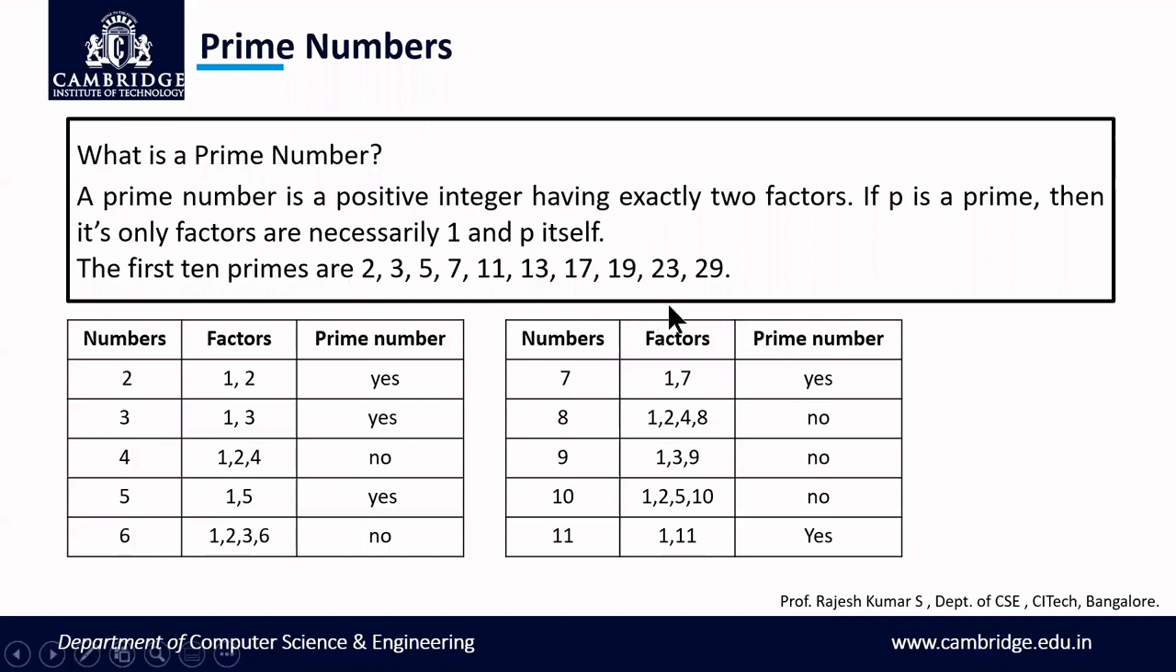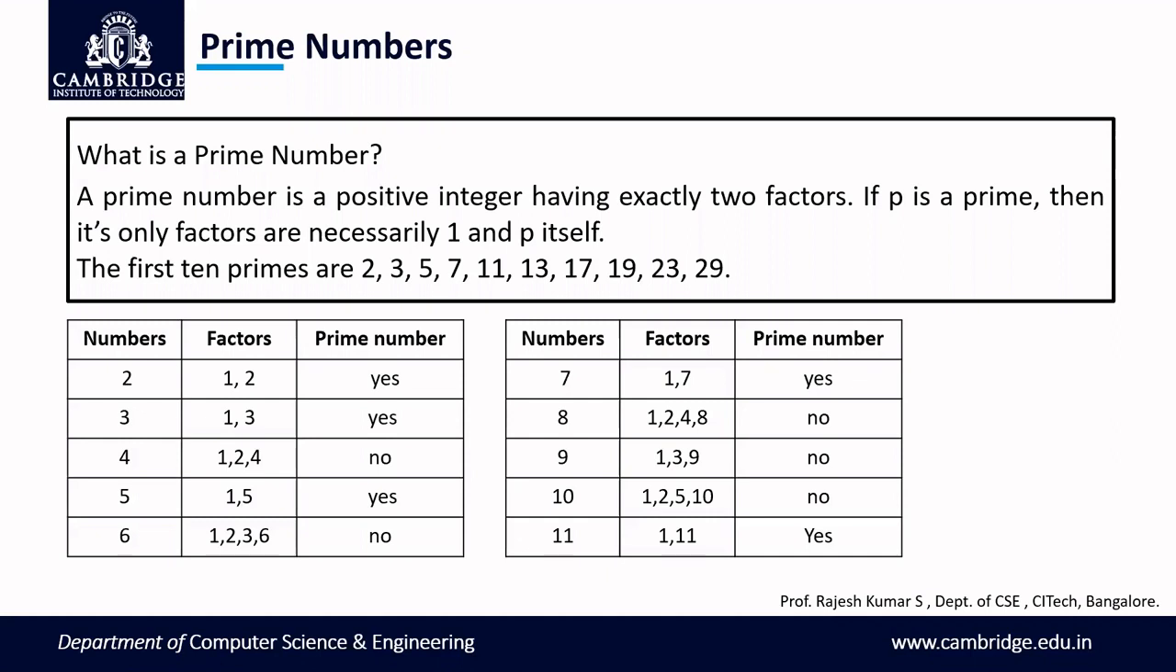Now, how do we check whether the given number is prime or not? First of all, we have to try to divide the given number by 2, 3, 4, and so on, up to one number less than the given number. If the given number is divisible by 2, 3, 4, or 5, and so on, then we say it is not a prime number.